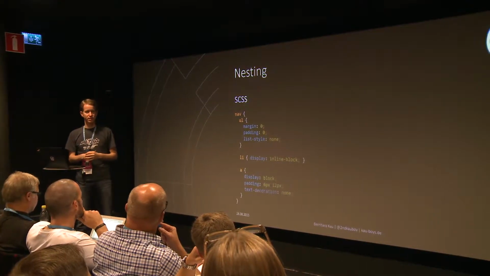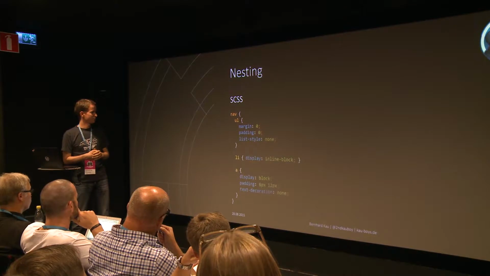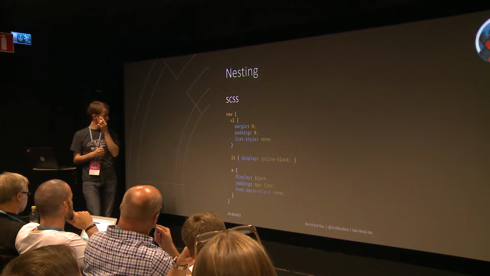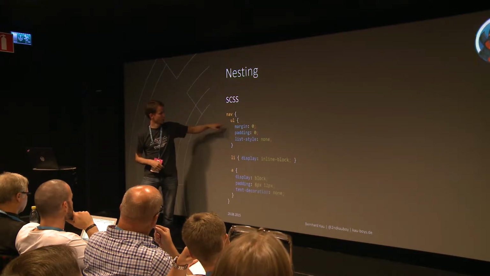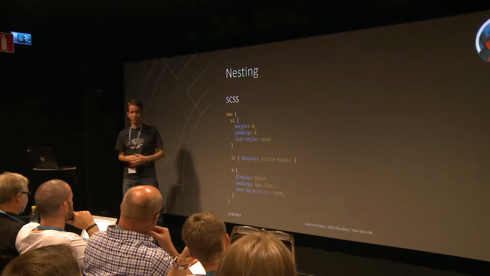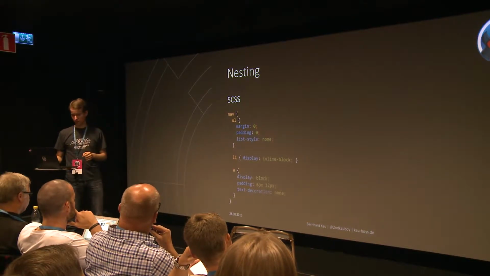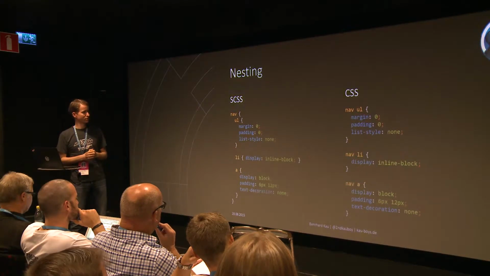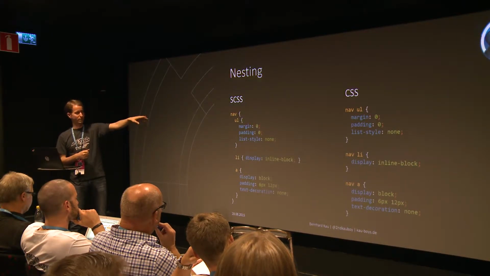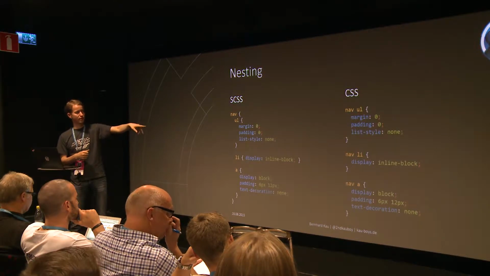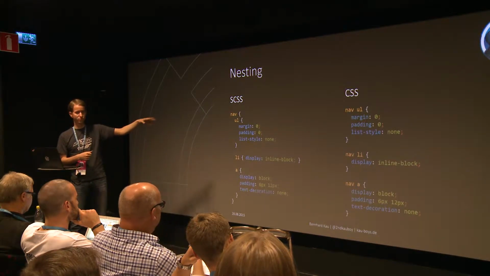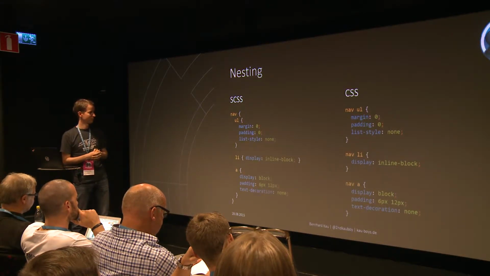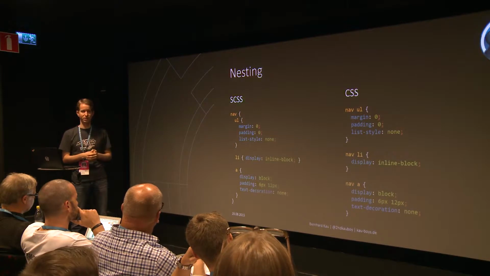Then the next thing is nesting. So you have something like this. That doesn't look like ordinary CSS anymore. You have some brackets, and inside the brackets you have some other selectors. And in CSS, it will look like this. So you don't have to write such long selectors with nav ul and nav li and things like that. You can just use nesting, and it's a lot easier to read and you are a lot quicker in organizing your code.